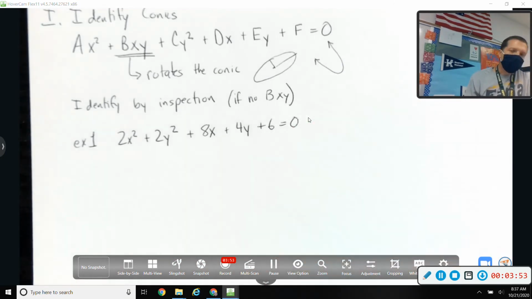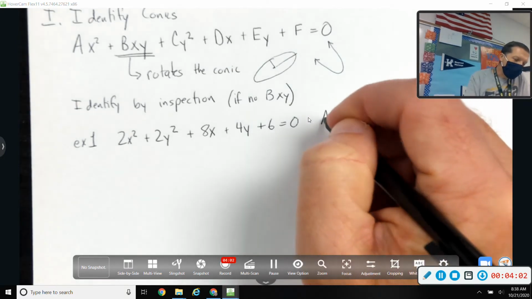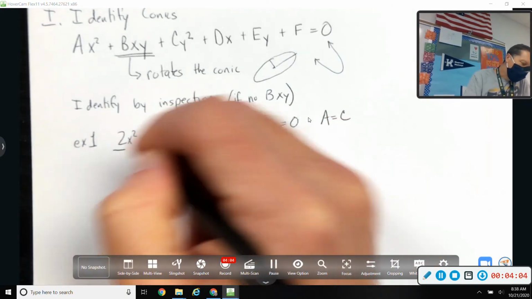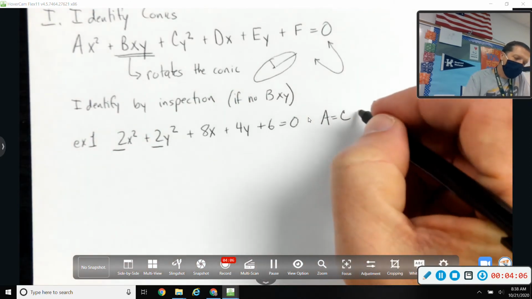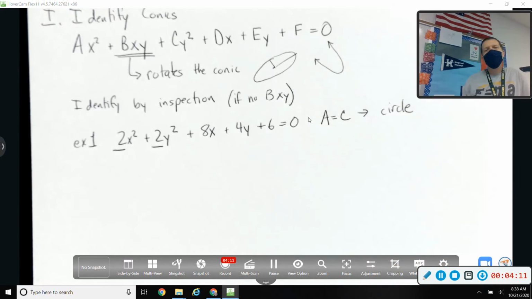Because x squared and y squared are both positive. There's an x squared and a y squared, meaning it's not a parabola. They're both positive, so it's not a hyperbola. But because a equals c, because these two are equal to each other, it's a circle. Even if you tried to work it as an ellipse, you would have the same denominator for the x stuff and the y stuff. So if you went to graph it, you might go 3 left and right, but also 3 up and down.